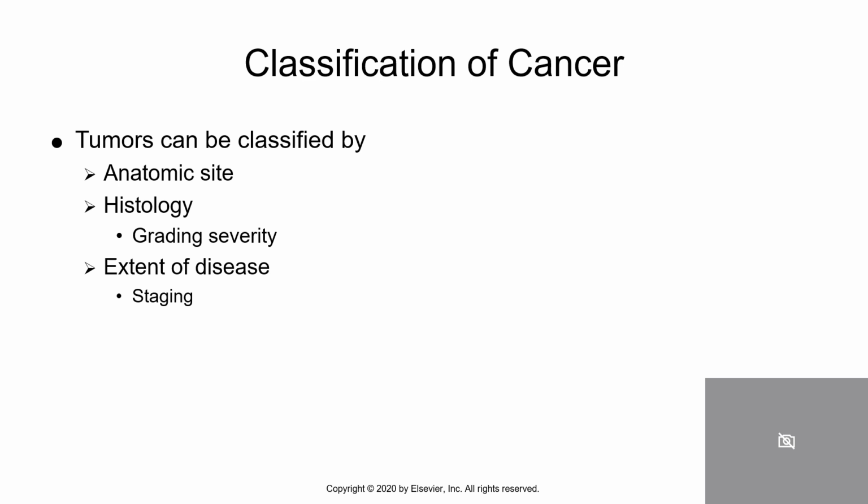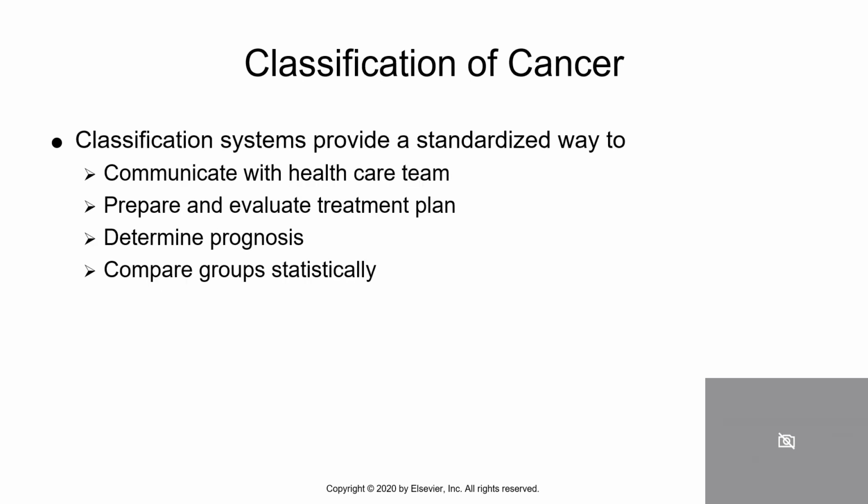When we refer to tumors, we can classify them by anatomic site, we can classify them based on histology, and we can classify them based on the extent of the disease. Classifying the tumors in this manner helps to highlight the risk of that cancer and what the impact of that cancer is going to be. It also helps for communicating between different healthcare teams, in establishing a treatment plan, in determining the prognosis, and in comparing groups in a statistical manner.